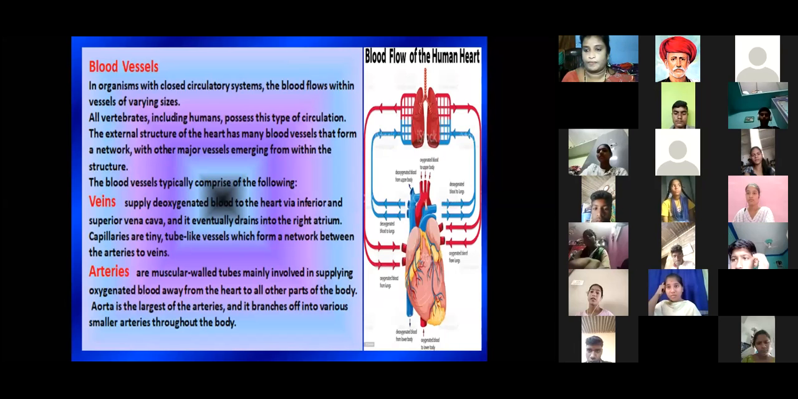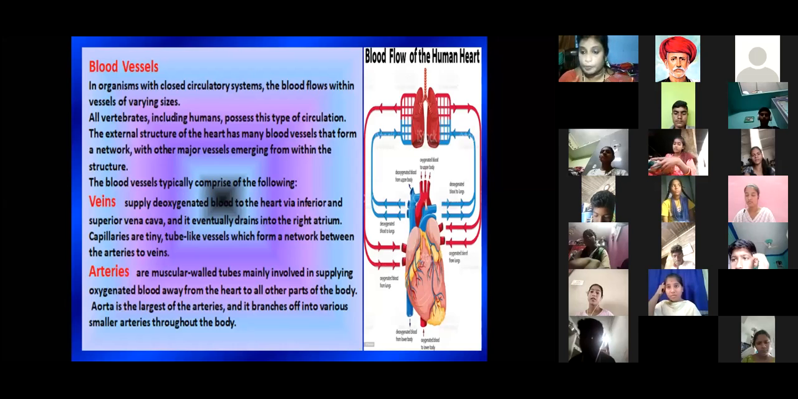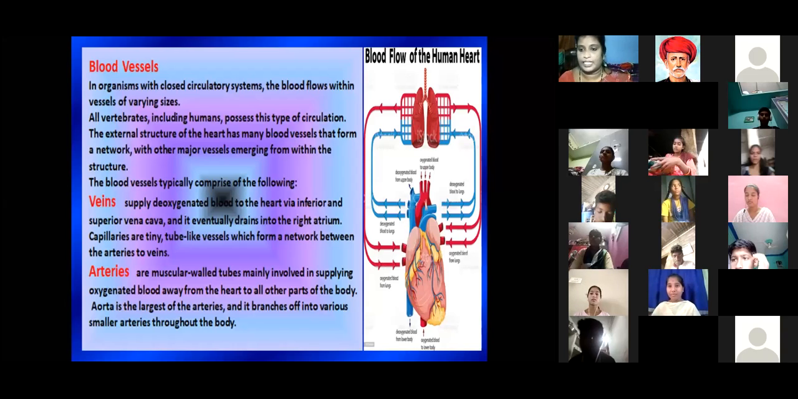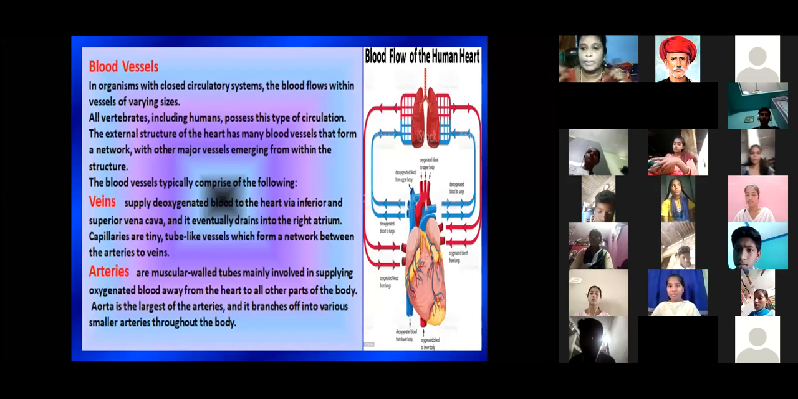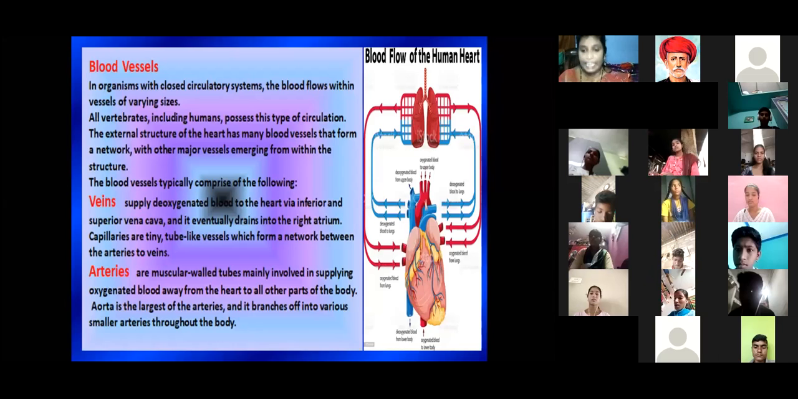Okay, ma'am. In organisms with a closed circulatory system, the blood flows within vessels of varying shapes. Already see in this picture, blue indicates tubular structures and red indicates tubular structures. The red color indicates oxygenated blood pumped to all parts of the body from the heart. In the same way, the blue color indicates deoxygenated blood collected from all parts of the body and pumped back to the heart. This is the difference between oxygenated and deoxygenated blood.